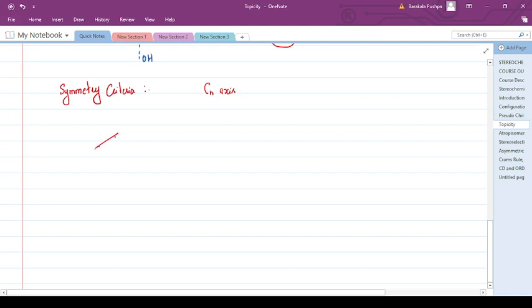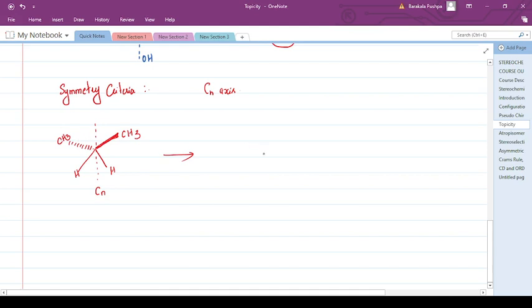Here you have one methyl group, CH3, above the plane of the paper. You have hydrogen along the plane of the molecule, again hydrogen, and another methyl group below the plane of the paper. The Cn axis goes along the center of the molecule. If you rotate this molecule along the Cn axis, what do you get here? There is an interchange of these CH3 groups.